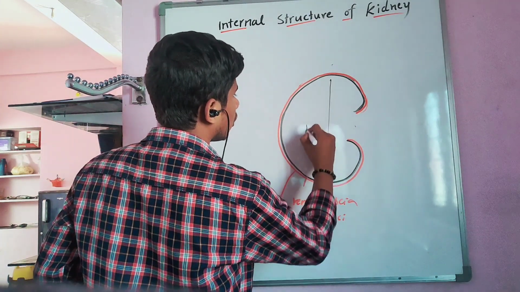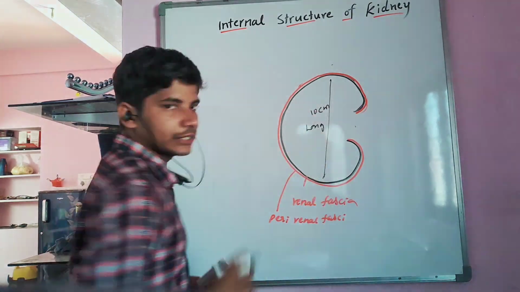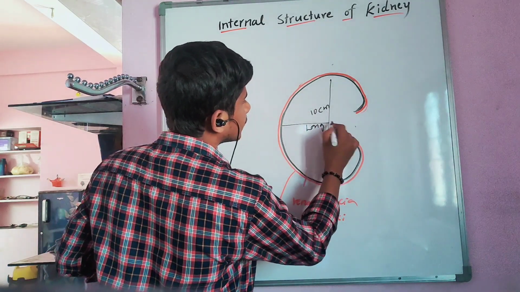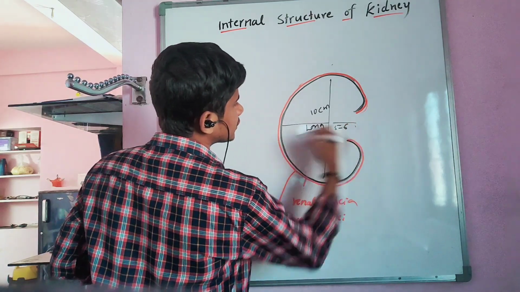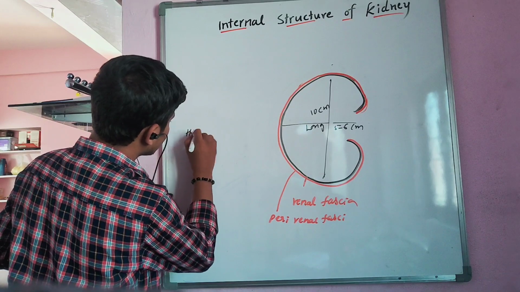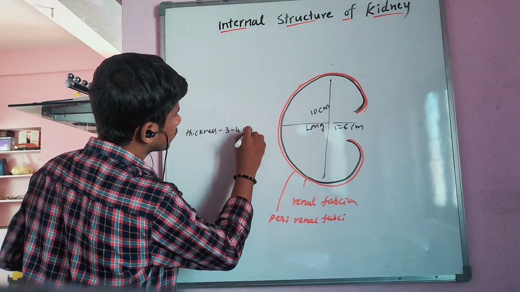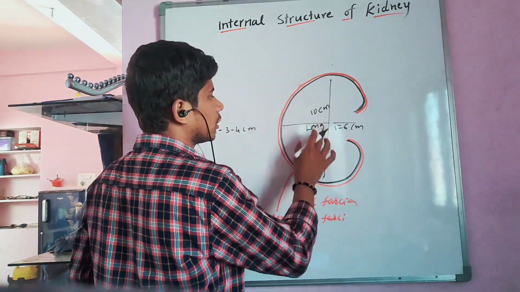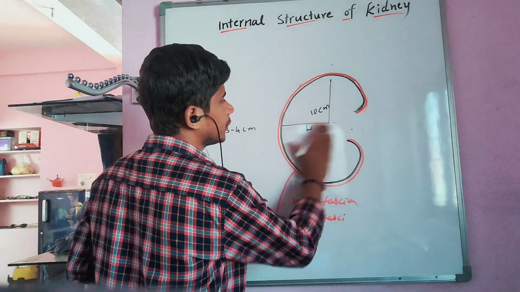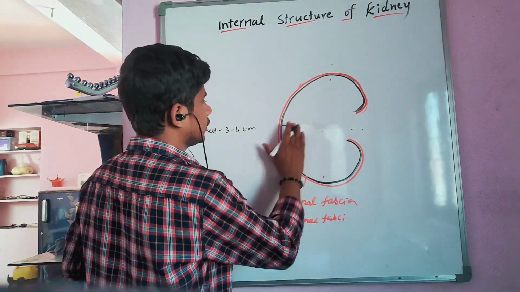Now each kidney is 10 centimeters long. Sorry, 10 centimeters, not 10 meters. The width is 5 to 6 centimeters, and the thickness is around 3 to 4 centimeters. So each kidney is 10 centimeters long, 5 to 6 centimeters wide, and 3 to 4 centimeters thick.